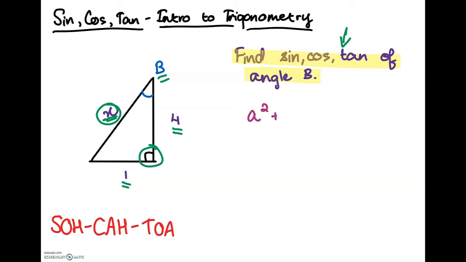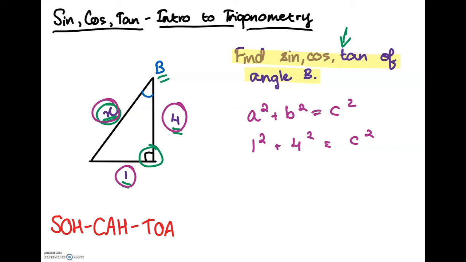So A squared plus B squared equals C squared. We know we have one length, so we have 4, and we also have 1. We can use 4 as A or 4 as B, doesn't really matter. So we're going to do 1 squared plus 4 squared is equal to C squared, because we don't know C, which is what we're trying to find over here. So 1 plus 16 is equal to C squared.